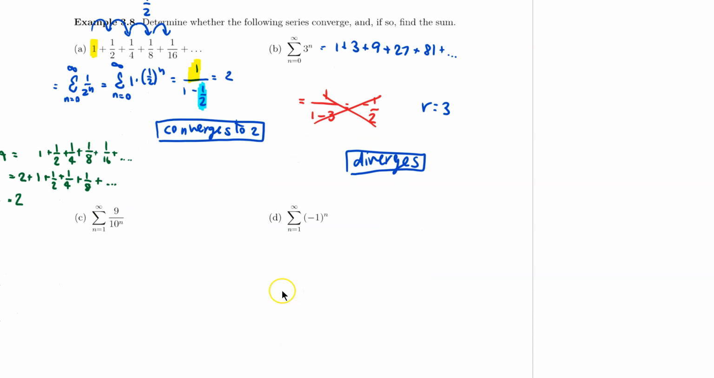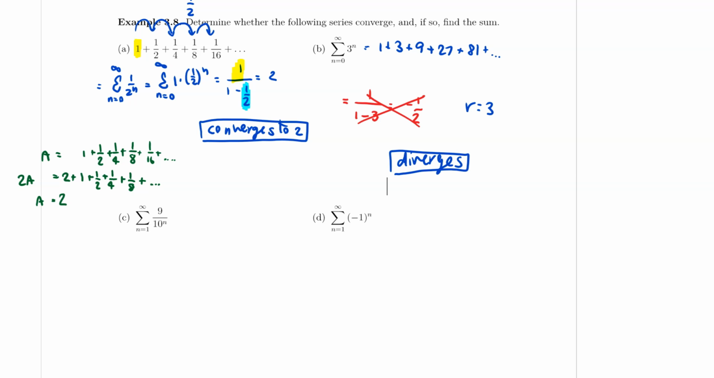So let's take a look at part C here. I have 9 over 10 to the n. So if I were to write all these numbers out, it's going to be 9 over 10 to the 1, which is 9 over 10, plus 9 over 10 squared, which is 9 over 100, plus 9 over 1,000, 9 over 10,000, and so on. Notice how in the summation here, the value of n actually starts off with 1 now, but this is okay.